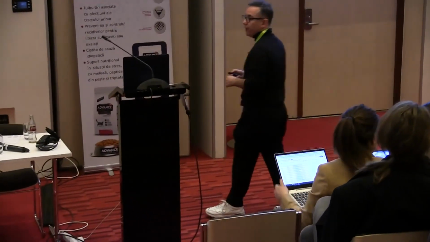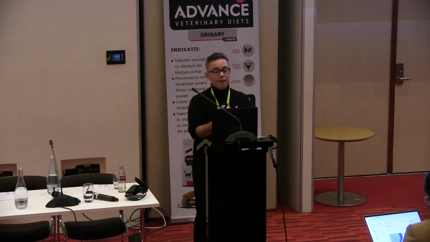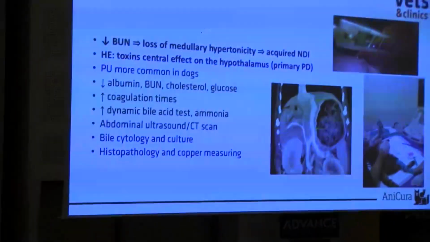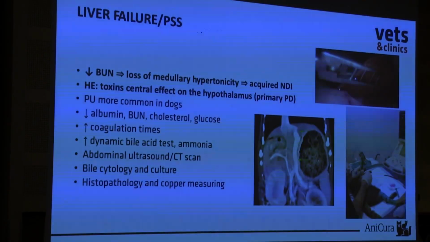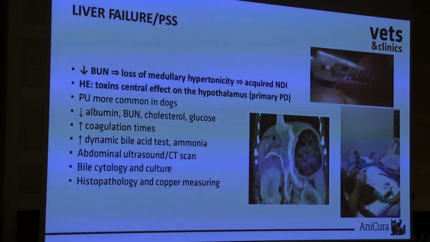And another cause is liver failure. Liver failure decreases the concentration of urea in the blood, and this allows a loss of medullary hypertonicity, and in this way produces an acquired nephrogenic diabetes insipidus. At the same time, the ammonium exerts an effect over the hypothalamus, and mainly other substances. You have to remember that we have the portosystemic shunt. It's not only the ammonium that can produce hepatic encephalopathy. There are other substances, like benzodiazepine-like substances and lots of others, and these act like a toxin, affect the hypothalamus and produce the polydipsia.